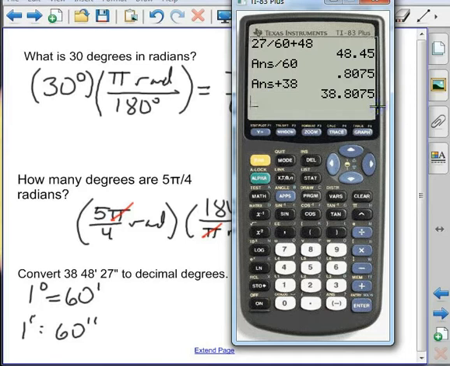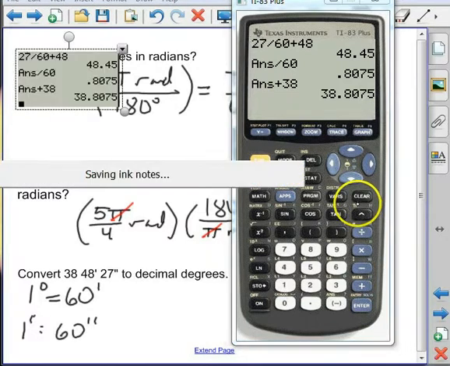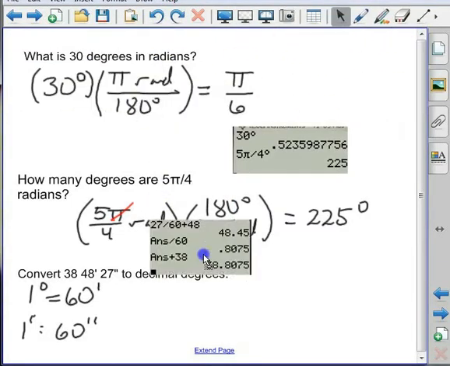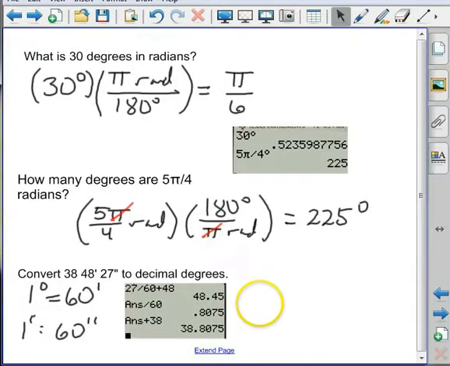So 38 degrees, 48 minutes, 27 seconds is equal to 38.8075 degrees. If I were going from decimal degrees to degrees, minutes, seconds, I would take the decimal piece, this right here, multiply it by 60, and that would convert it to minutes. Then I'd take the decimal piece of that, multiply that by 60, and that would convert it to seconds.